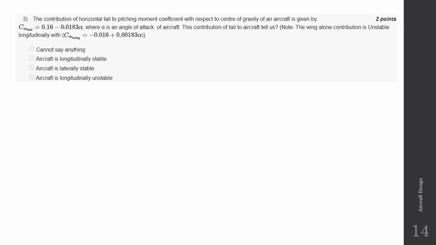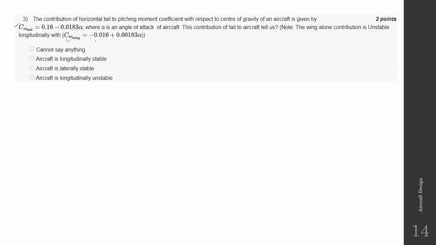Okay, so in this question, it gives us the moment contribution due to the tail and the wing with respect to alpha. So how does the moment contributed by the tail vary with angle of attack of the aircraft, and similarly how does the moment contributed by the wing vary with the angle of attack alpha? It gives us both these contributions, and we have to tell whether the combination is stable or unstable.